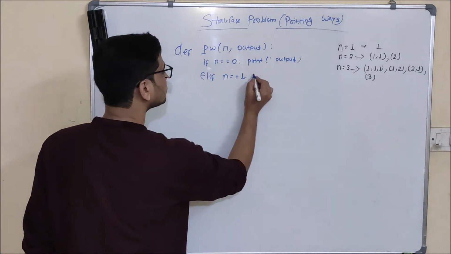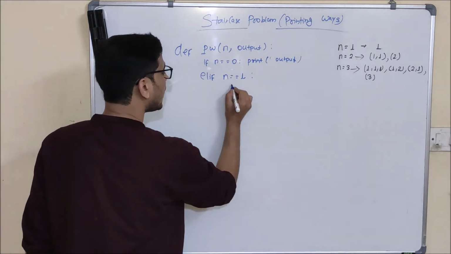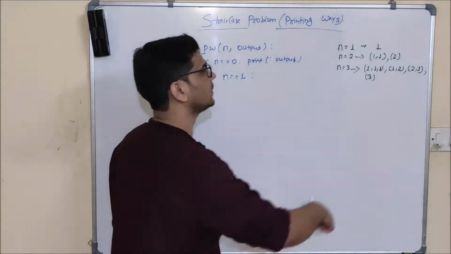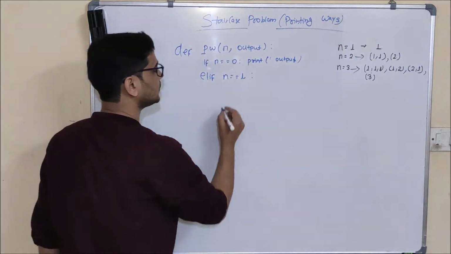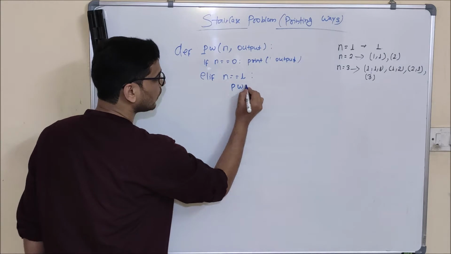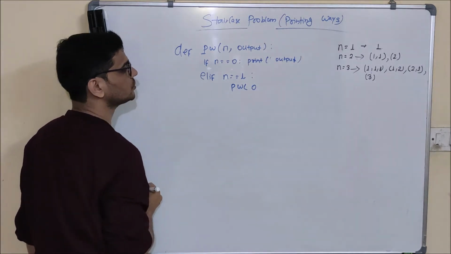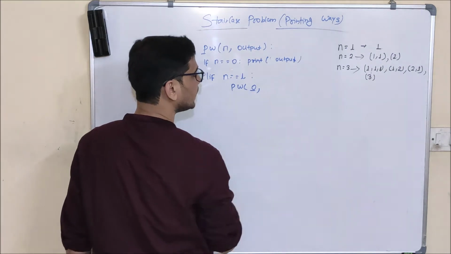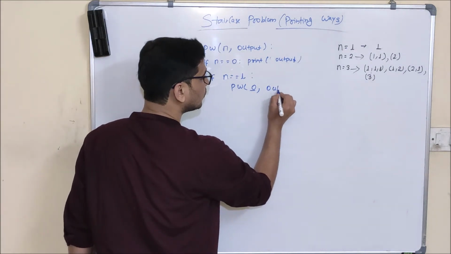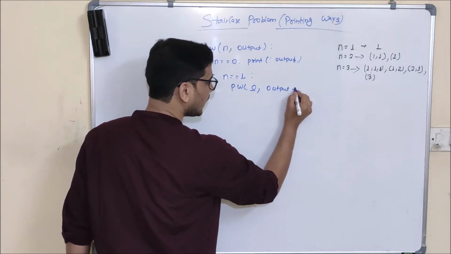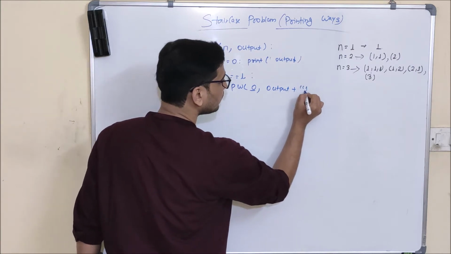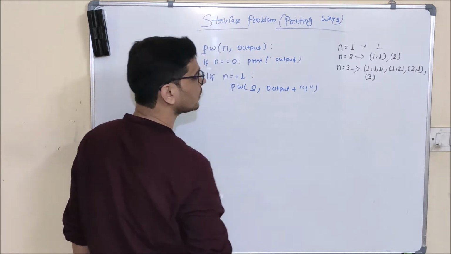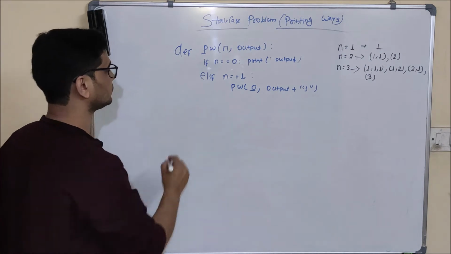The second case is if n is equal to 1. Then what will I do? I have only one option, that is to take a 1-step jump. If I take a 1-step jump, I have 0 steps remaining. So I will call pw(0, output), and here I will append that I have taken a 1-step jump.